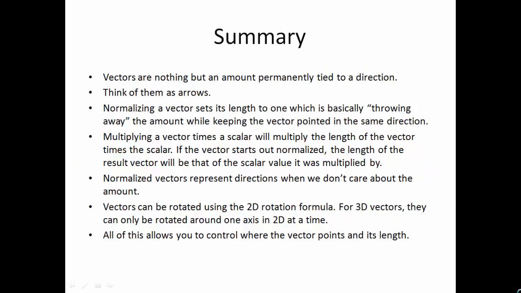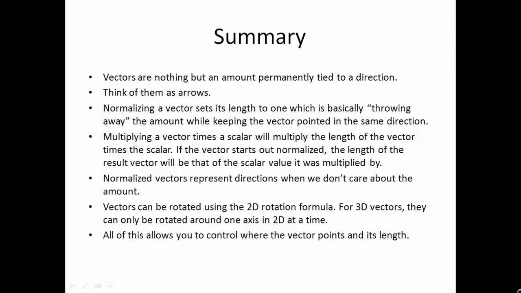To summarize all this, vectors are nothing but an amount permanently tied to a direction. Think of them as arrows. Normalizing a vector sets its length to 1, which is basically throwing away the amount while keeping the vector pointed in the same direction. Multiplying a vector times a scalar will multiply the length of the vector times the scalar. If the vector starts out normalized in the first place, the length of the result vector will be the same as the scalar value that you multiplied it by.